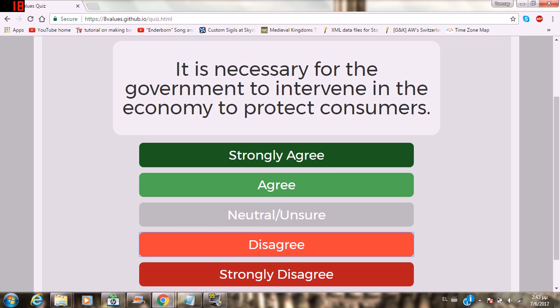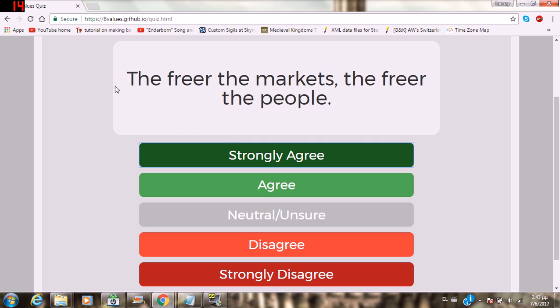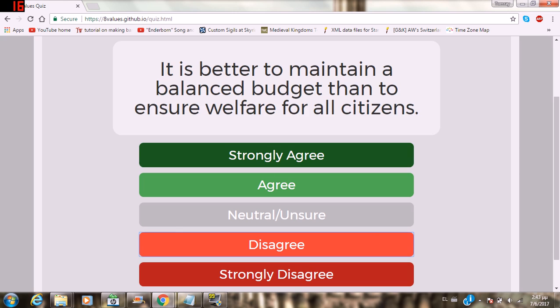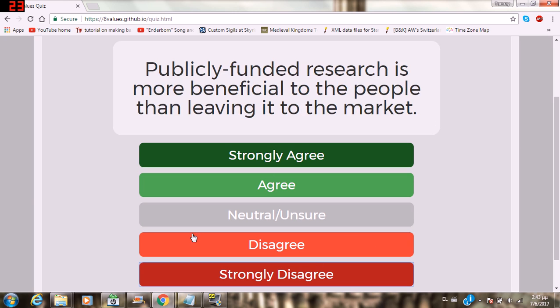Slightly disagree. It's necessary for the government to intervene in the economy to protect consumers. Absolutely. Strongly agree. The free of the market, the free of the people. Not necessarily. It's better to maintain a balanced budget than to ensure welfare for all citizens. No. I mean, listen.